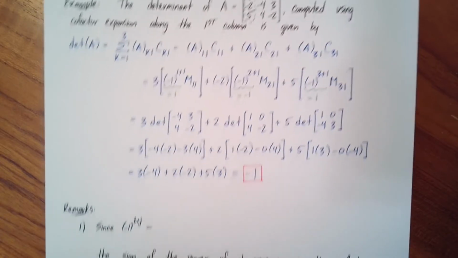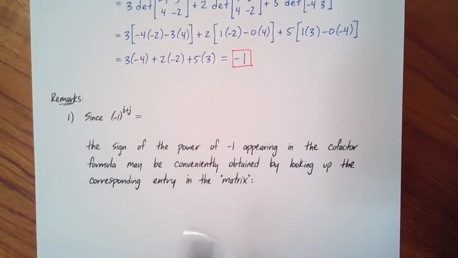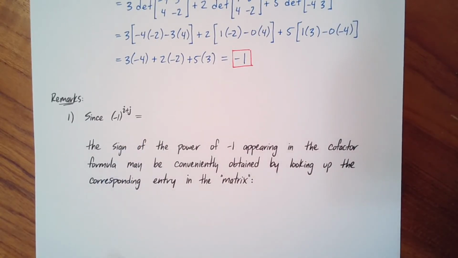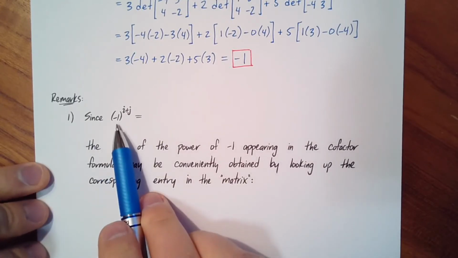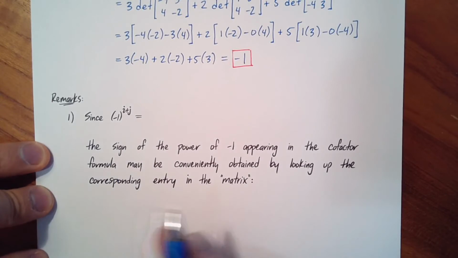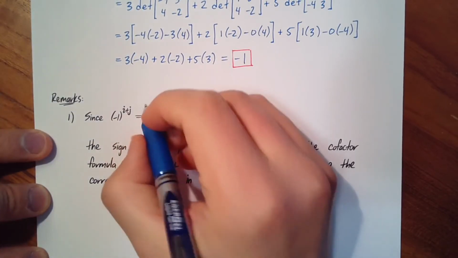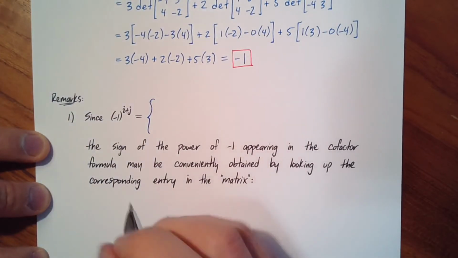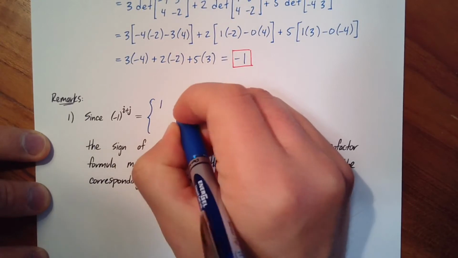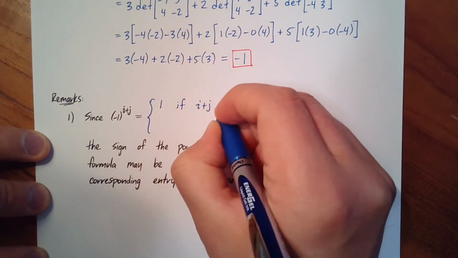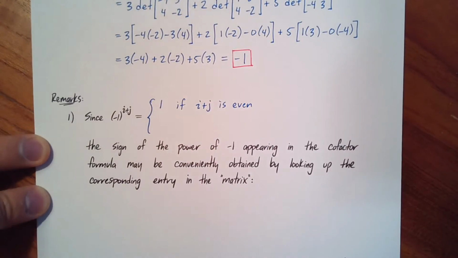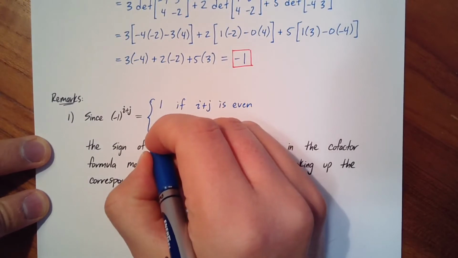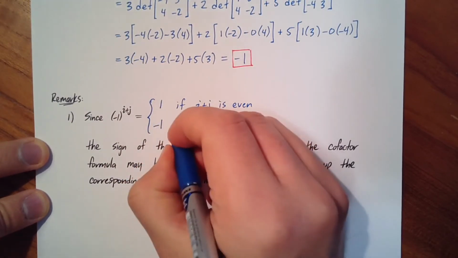Okay, the first remark I want to make is this factor of negative 1 to the i plus j that appears in the calculation of each of your cofactors. Really, this is going to be one of 2 values all the time, right? It's always either 1 or negative 1. So let's just spell that out. So negative 1 to the i plus j is just going to be 1 in the case where i plus j is even, right? Because if it's an even power of negative 1, the result is just going to be positive 1. But if i plus j happens to be odd, then the result is going to be negative 1.